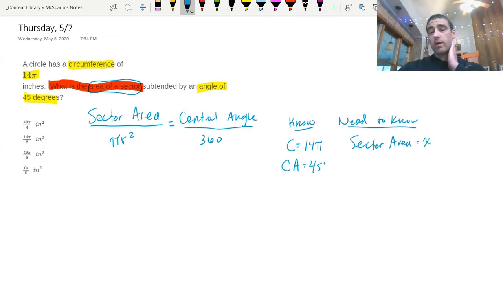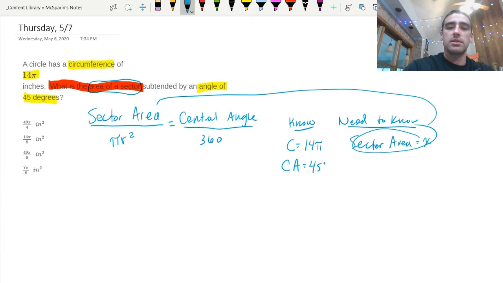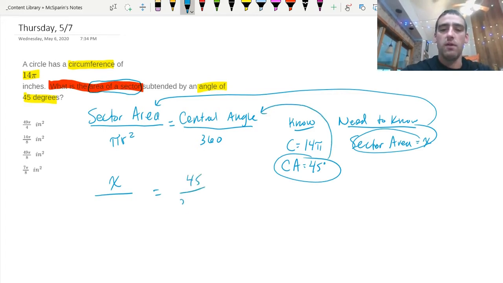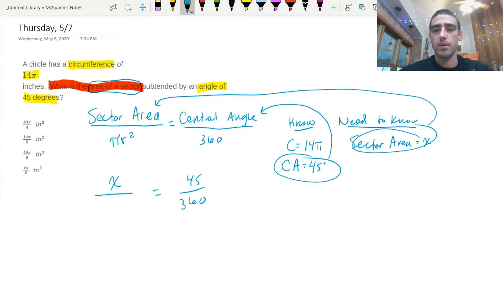Okay, so let's go ahead and start plugging stuff in. Well, I know that sector area is x, so I'm going to put that there. X goes on top. I know that my central angle is 45. So that's going to go on top, 45 over 360. Now, here is an issue because I know circumference, but my equation has radius. What do I do now? Because I cannot plug circumference into my equation. That doesn't work.